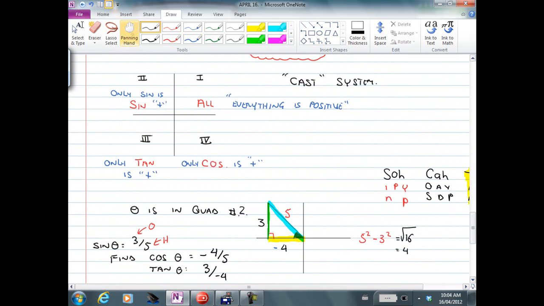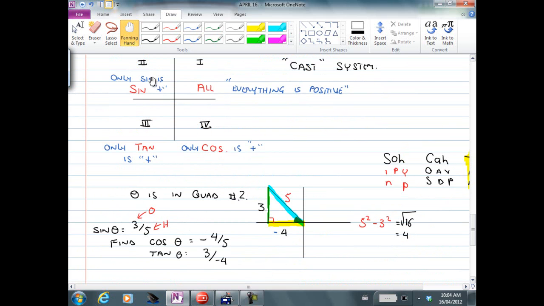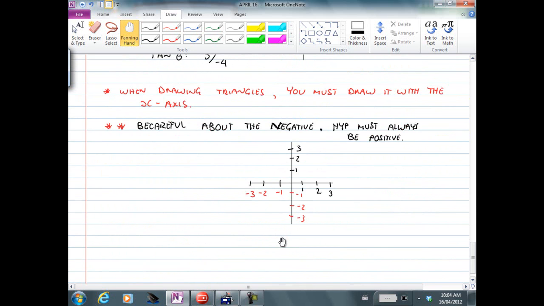I said you're in the second quadrant. See? Only sine is positive. When I did sine, it's positive 3 over 5. But when I did cos and tan, it's negative. That's what this rule stands for: All Students Take Calculus, or Add Sugar to Chai. Try this on your own, please. Good luck.